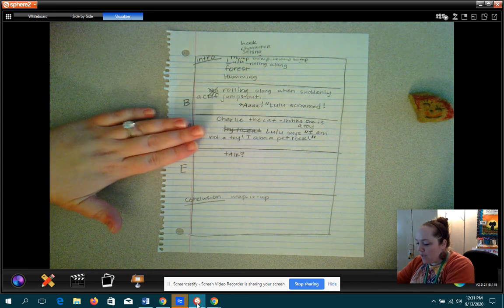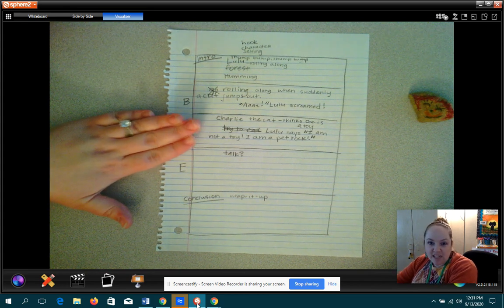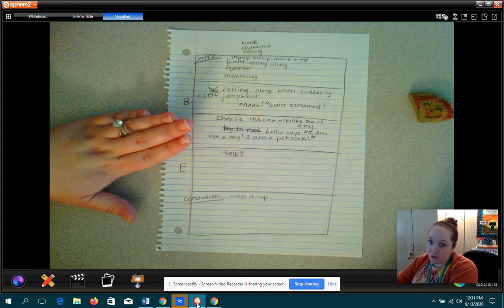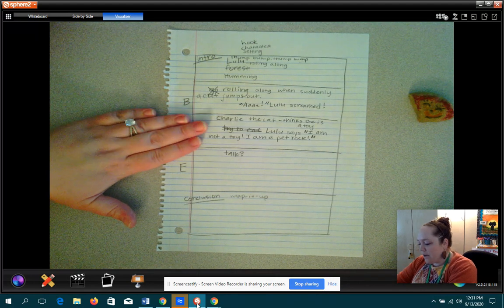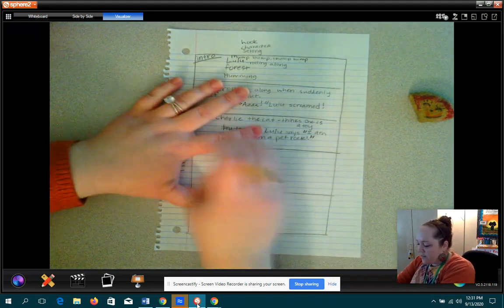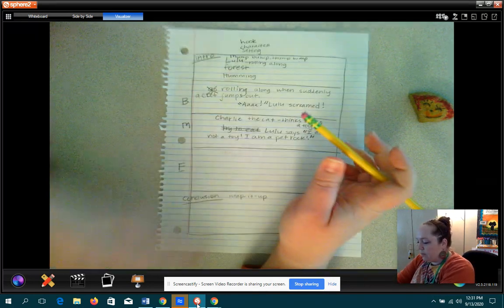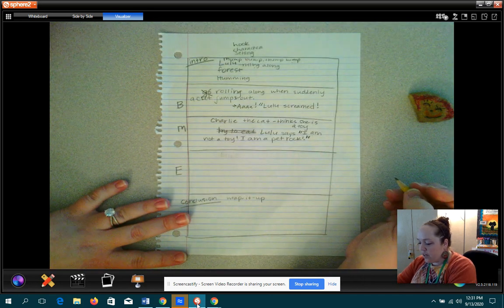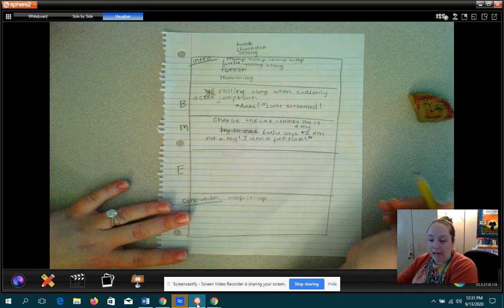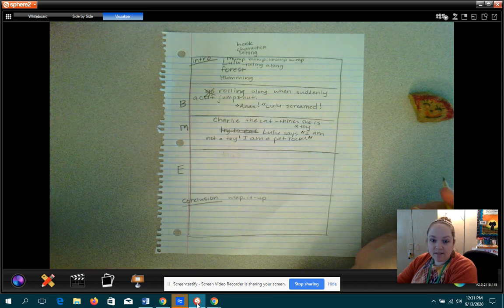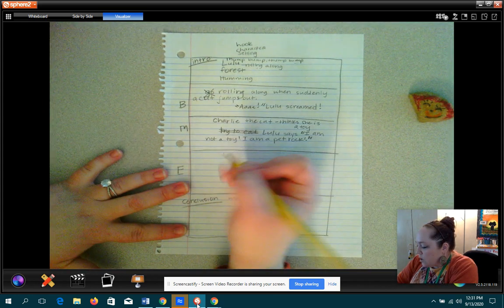So that's my middle. He wants to play with her. He thinks she's a toy. That's not good. Lulu's not a toy. She's going to say I'm a pet rock. And I think instead of that, I think we're going to solve the problem by Charlie going, oh, well, I'm a pet cat. You're a pet rock. Let's be friends.